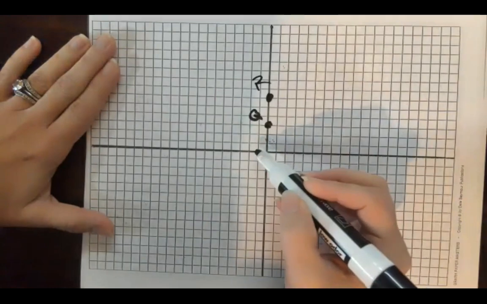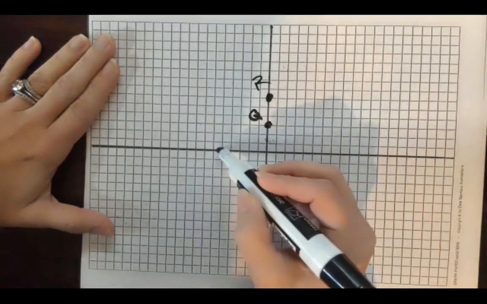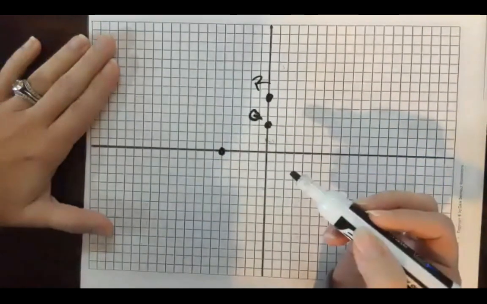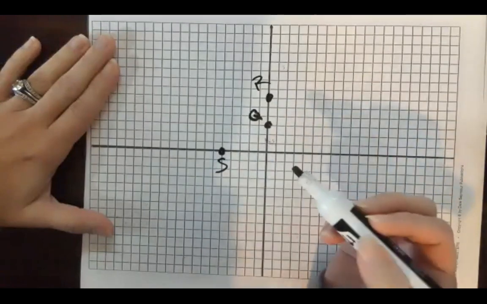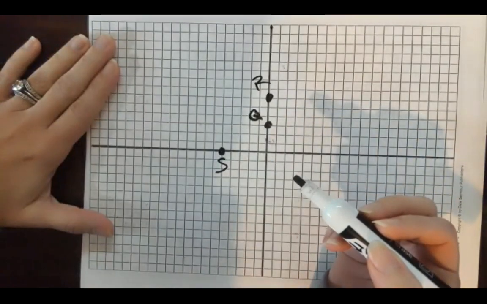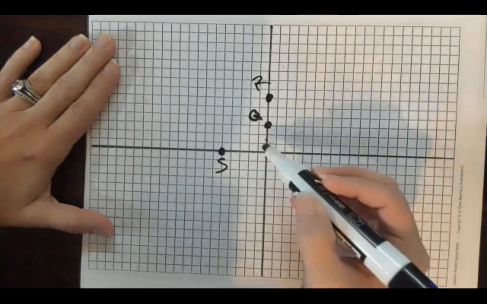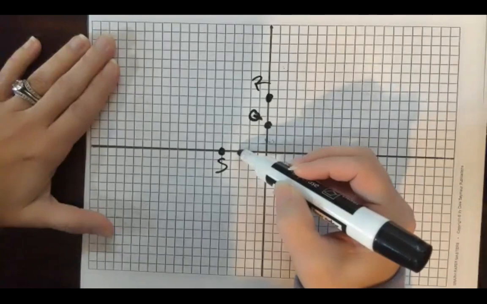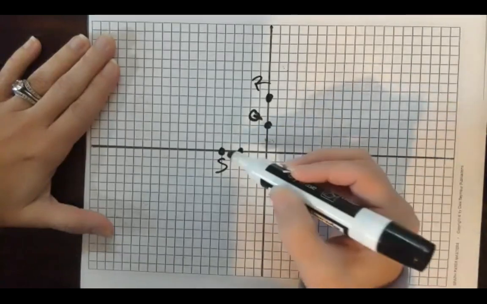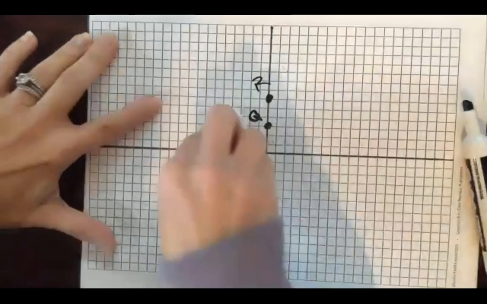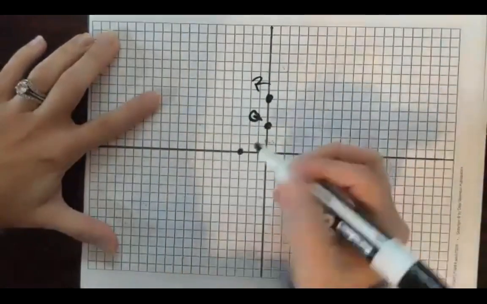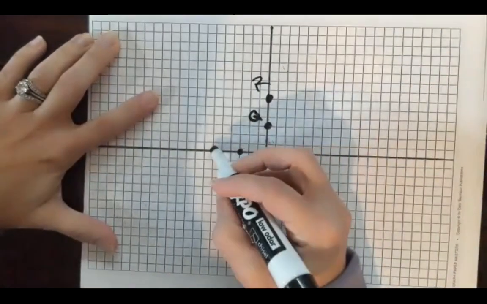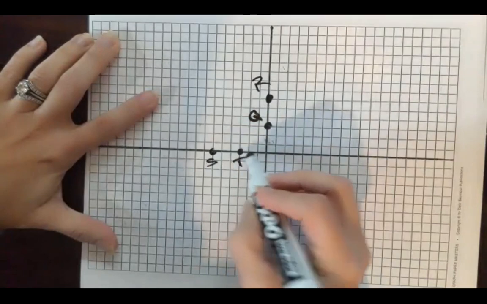Okay, what's next? -6, 0. And that one is S. Okay, and then -3, 0. And that's T. Okay, 1, 2, 3, 4, 5. I put it in the wrong place. 1, 2, 3, 4, 5, 6. Okay, so S and T.